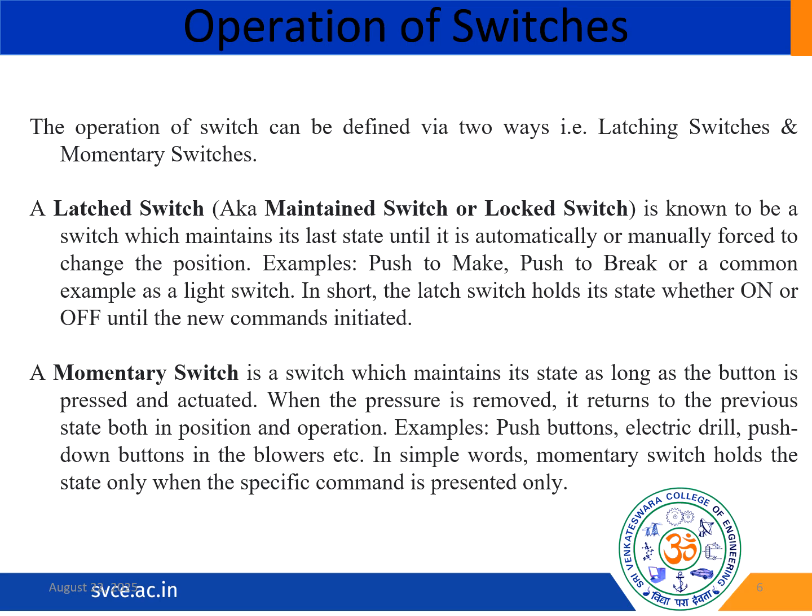Next type we'll go for is the momentary switch. For examples here we can say electric drill, push down buttons in the blowers, or push buttons. These are considered to be examples of a momentary switch. This is a switch which maintains its state as long as the button is pressed or actuated. When the pressure is removed from the switch, it returns to the previous state, both in position and in operation. In other words, the momentary switch holds the state only when the specific command is presented.